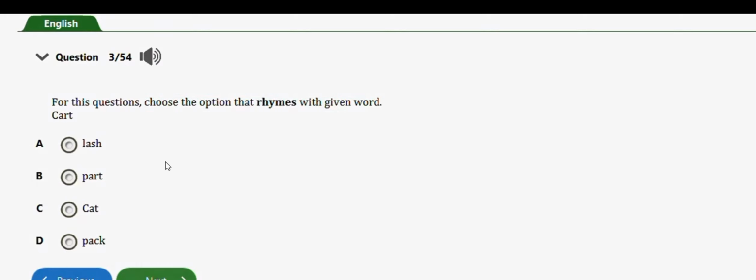So it says, choose the option that rhymes with the word cat. We have lash, pat, cat, pack. So the right answer is option B, which is pat. Okay, very important. This question is this one.